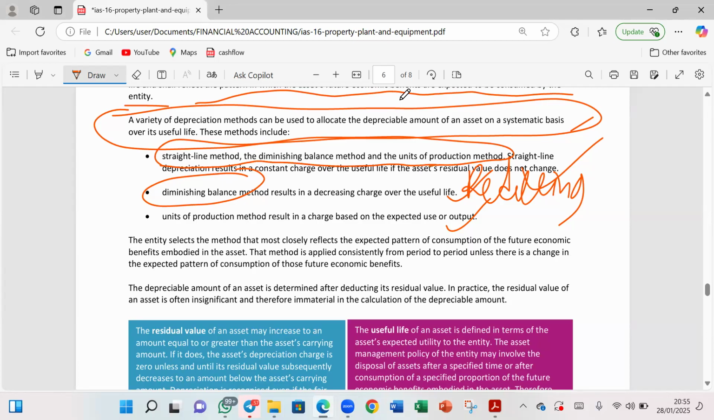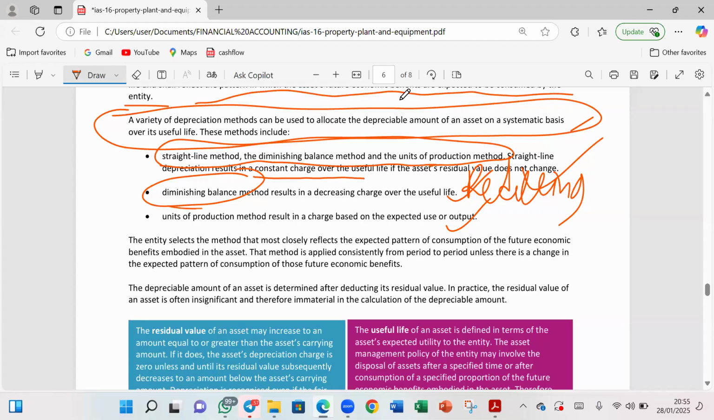Now, straight-line depreciation results in a constant charge over the useful life of an asset. The residual value does not change. So tunasema it has a constant value over useful life. The depreciation you calculate in year one will be the same depreciation in year two, the same in year three, and the same in year four, until that asset is sold or disposed of. So under the straight-line method, the depreciation value will be constant throughout the useful life of that asset.